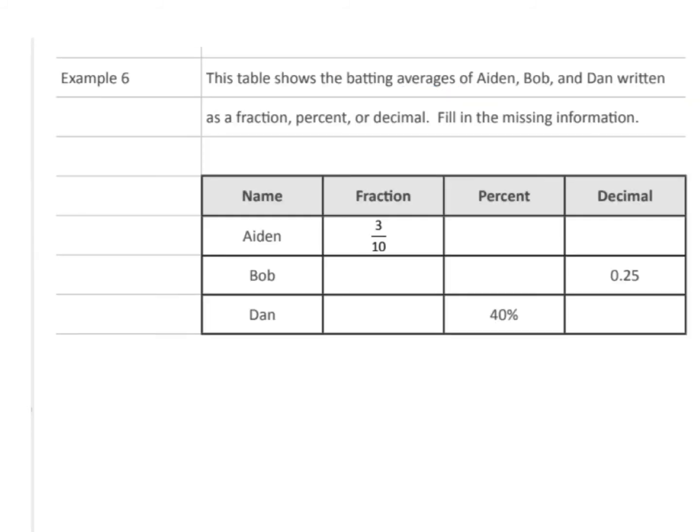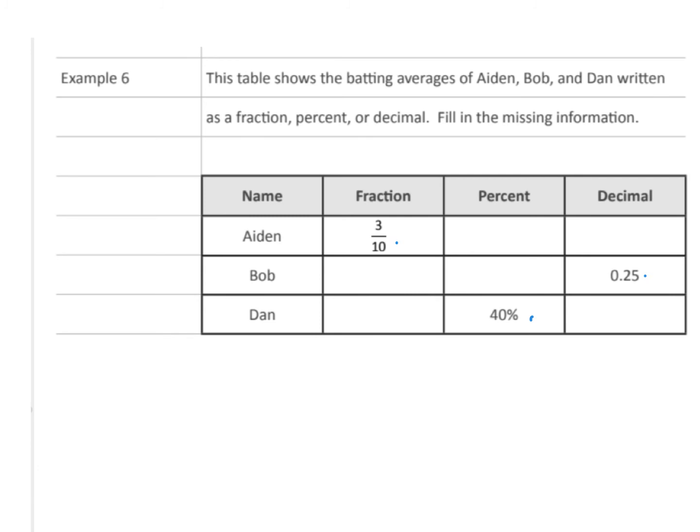So we're going to fill in the table. The table below shows the batting averages of Aiden, Bob, and Dan, written as a fraction, decimal, or a percent. They've given us one in each one. We've got to write in the missing stuff.